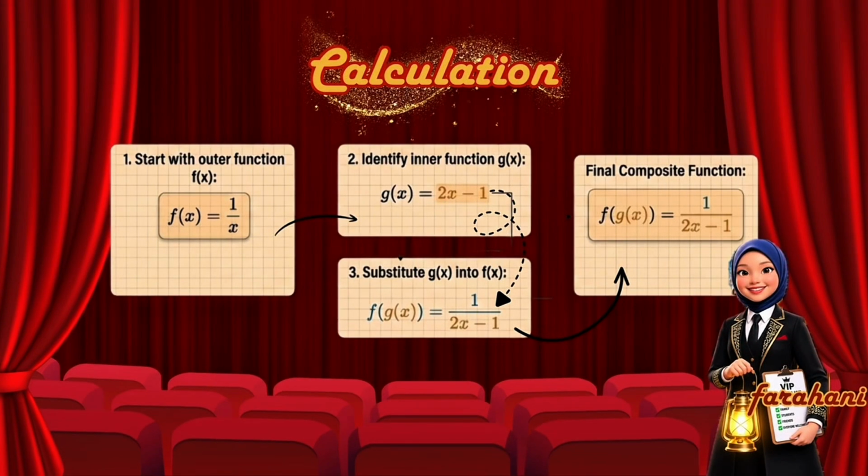How do we get the composite function? First, we start with the outer function, which is f(x) equals 1 over x. Second, we identify the inner function, which is g(x) equals 2x minus 1. The third step is we substitute the g(x) function into the f(x) function, and finally we get the answer for the composite function f(g(x)) equals 1 over 2x minus 1.